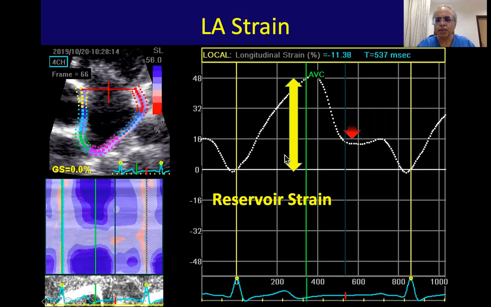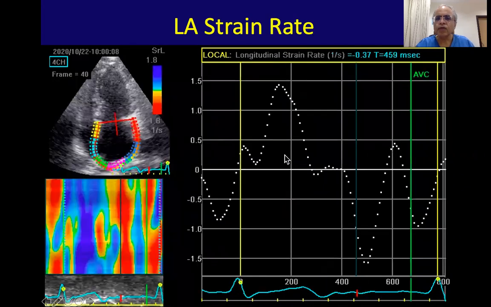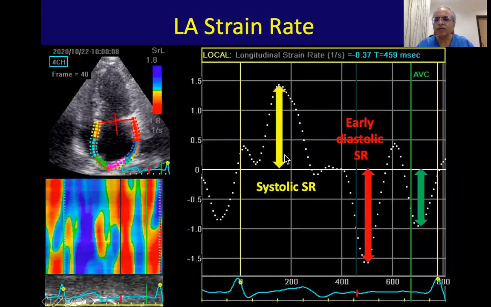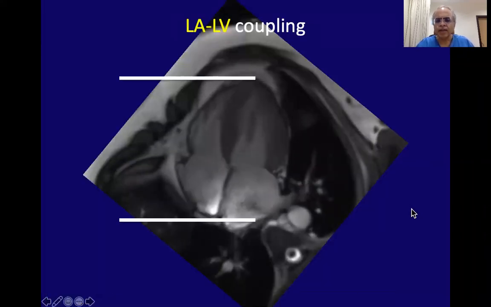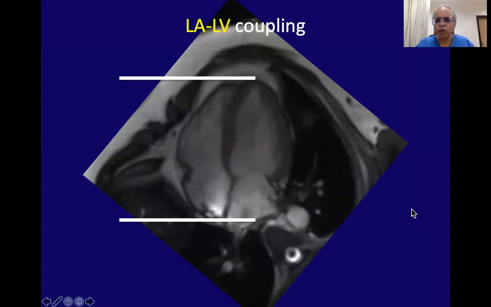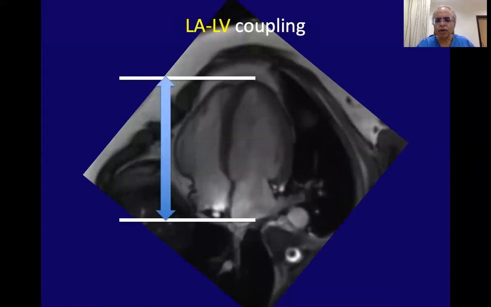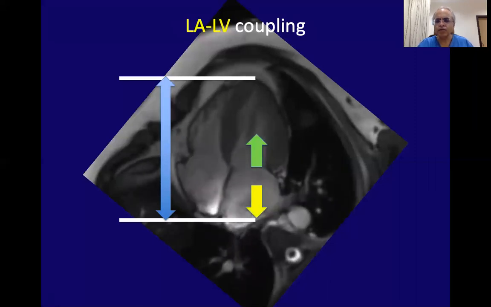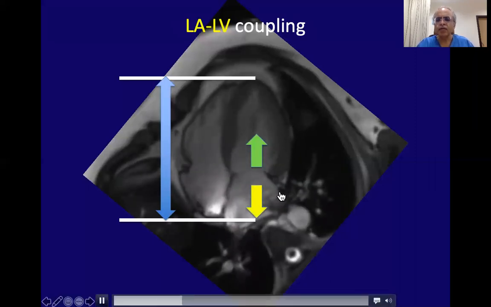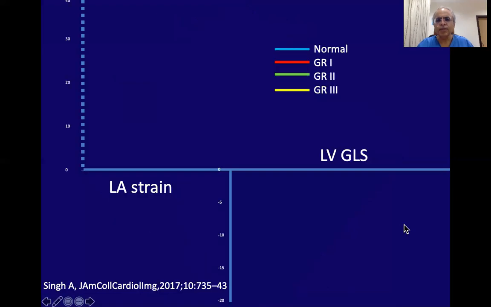LA imaging has shifted now to speckle tracking, and this is the LA strain, which shows you the reservoir strain, the conduit strain, and the booster strain. The LA strain rate also shows you the systolic strain rate, early diastolic strain rate, and late diastolic strain rate. Now we know that the LV apex and the LA posterior wall actually do not move during the cardiac cycle. What actually moves up and down is the piston-like motion of the mitral annulus. So that is how the LA and LV function are very tightly coupled.